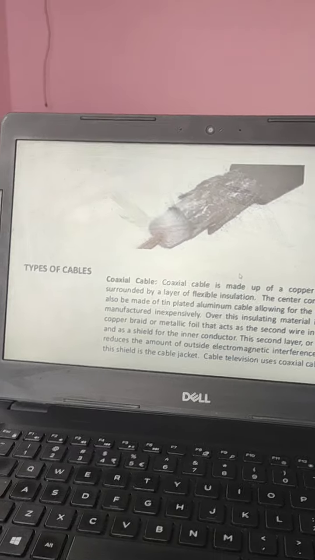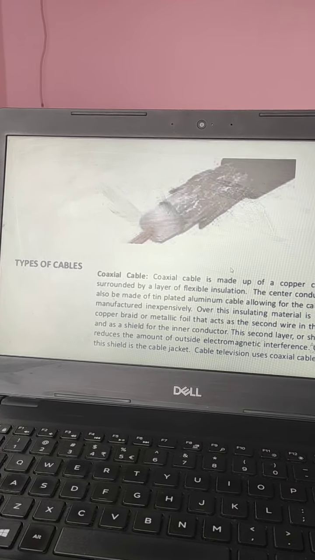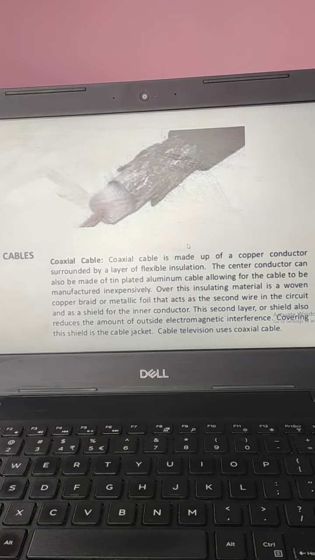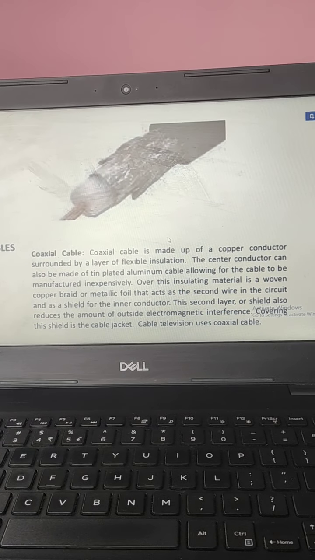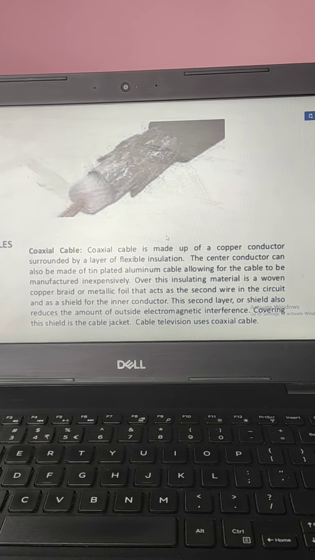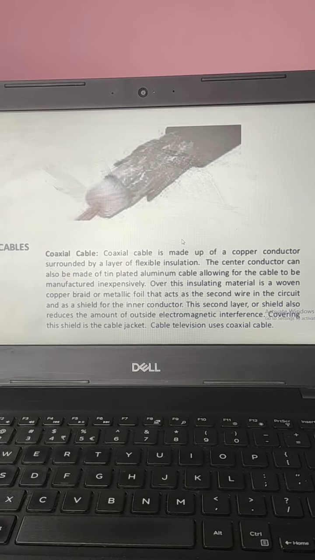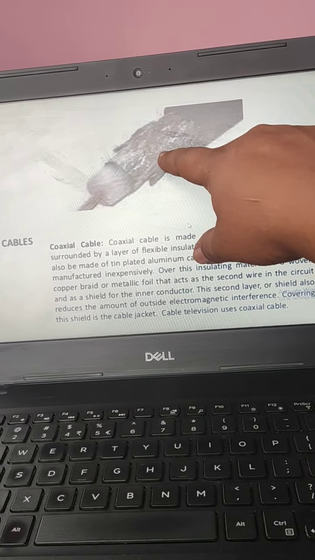So there are different types of cable. The first one is the coaxial cable. It is made up of a copper conductor surrounded by a layer of flexible insulation. The center conductor can also be made up of tin plated aluminum cable, allowing for the cable to be manufactured. Over the insulating material, there is a woven copper braid or a metallic foil that acts as a second wire in the circuit.